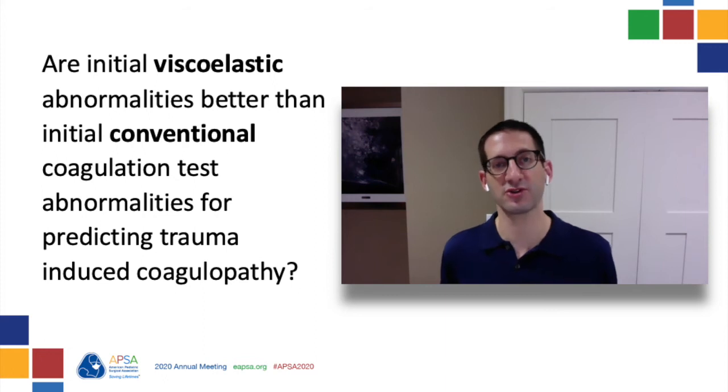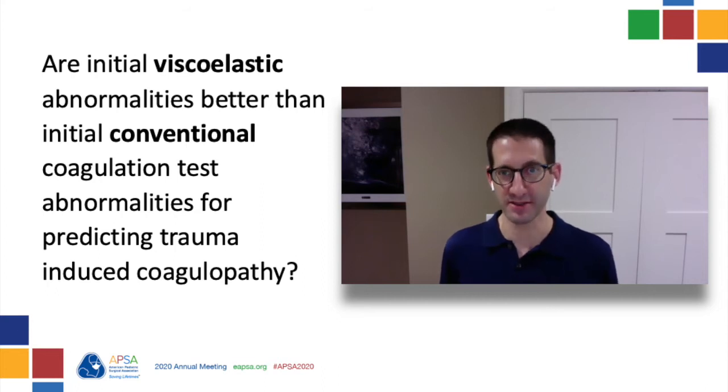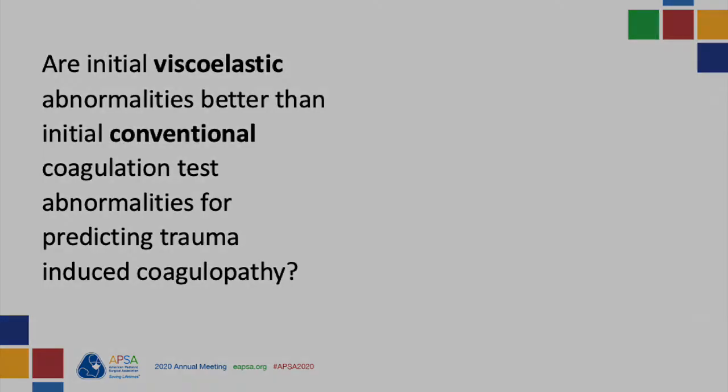The first question that we asked was, in severely injured children, are initial viscoelastic abnormalities, so TEG and ROTEM, better than initial conventional coagulation test abnormalities for predicting trauma-induced coagulopathy? We started off with 603 abstracts that met the criteria, but actually identified only one study that we were able to include in our analysis. This was a retrospective single-center study of 87 patients. Overall, it was very low quality due to the nature of the study.